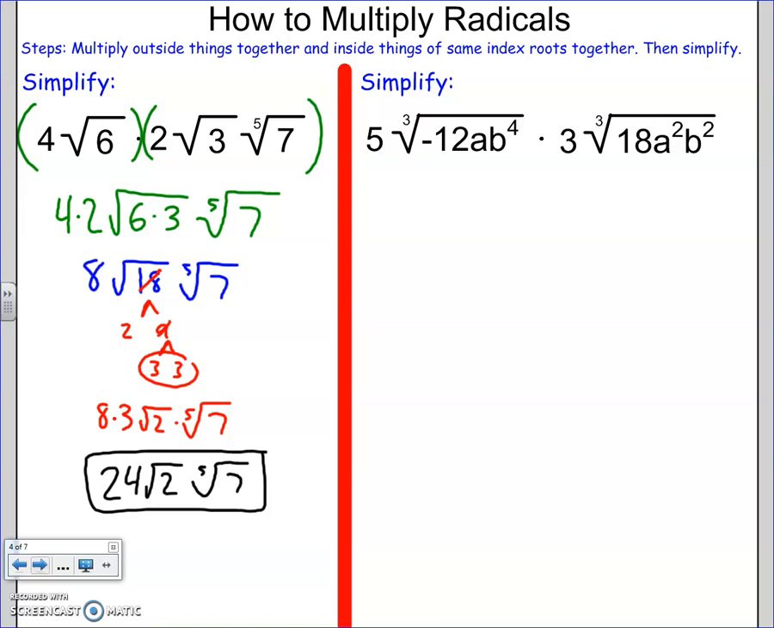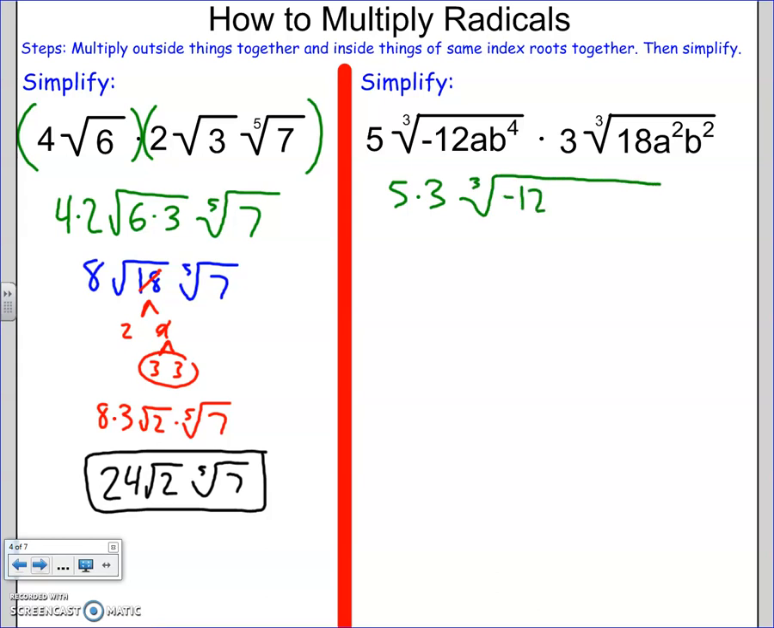Over here, same idea. 5 cube root of that thing times 3 cube root of that thing. Outsides go together. So 5 times 3 is in front. These are both cube roots, so they can combine to a single cube root and just multiply insides. And I'm going to rearrange.